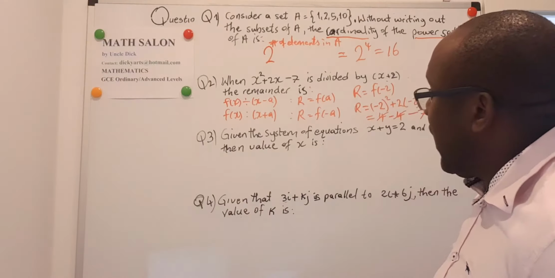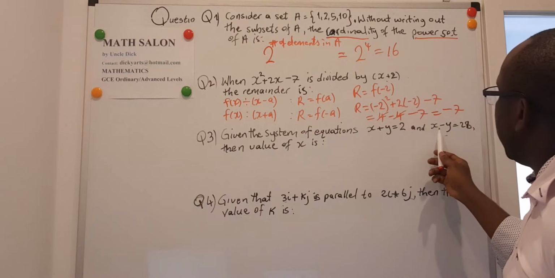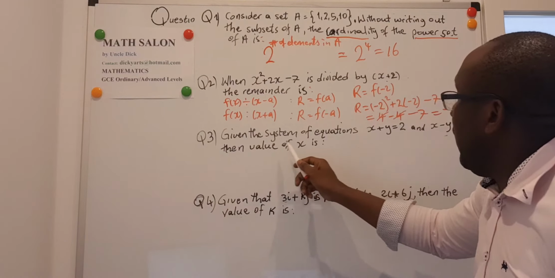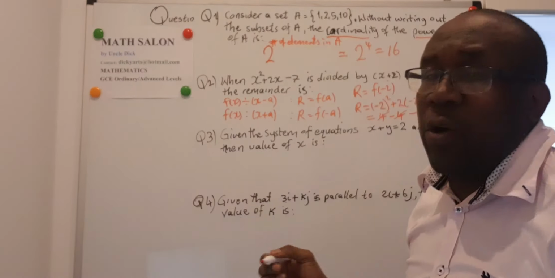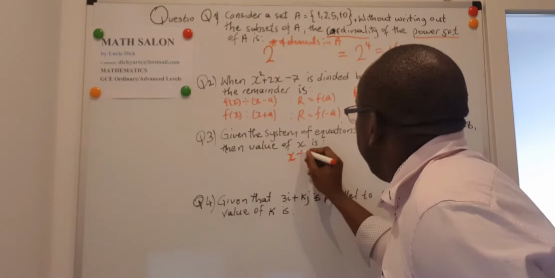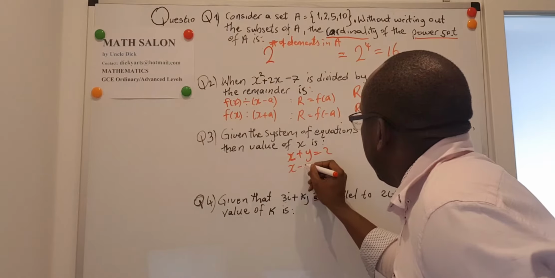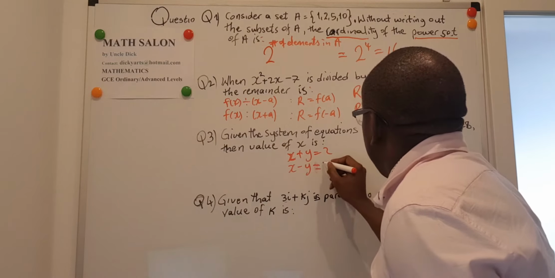For the third question, it says, given that the system of equations x plus y is equal to 2 and x minus y is equal to 28, then the value of x is? So these are two simultaneous equations that we can solve. So x plus y is equal to 2. I put this just beneath, x minus y is equal to 28.